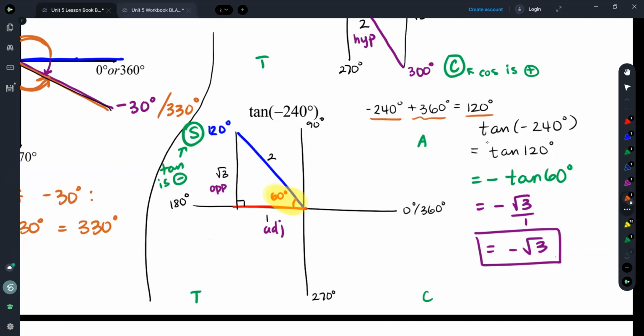Then I created the triangle from there, and I used the CAST rule. I decided that because we were in the sine quadrant, tan would be negative. So I said tan of 120 is equal to negative tan of 60. And then we found opposite over adjacent and plugged those in here. So √3/1, which simplifies to -√3. Okay, any questions on this one?